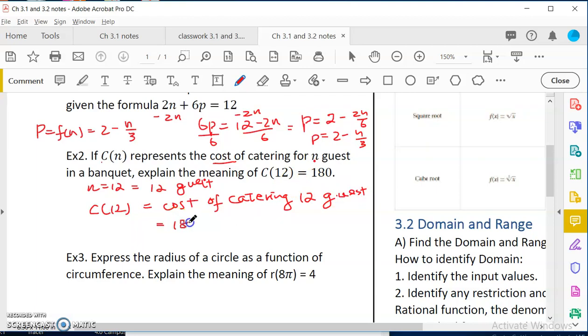And that is 180. That means you need to spend $180 to cater for 12 guests.